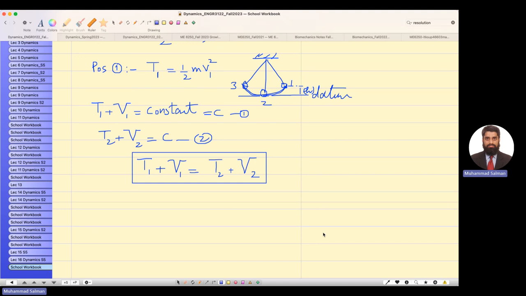And you will use this equation in your problems. Today, I will show you one problem or two problems, how to use this energy conservation principle to solve the unknown variables such as velocity at position 2. You can find the velocity at position 2. For example, in this case, the height is the left-hand side. What is the left? This is zero. V1 is mgh. And T2 is half mv square. V2 is zero. So v square is equal to 2gh. That means v equals square root of 2gh.